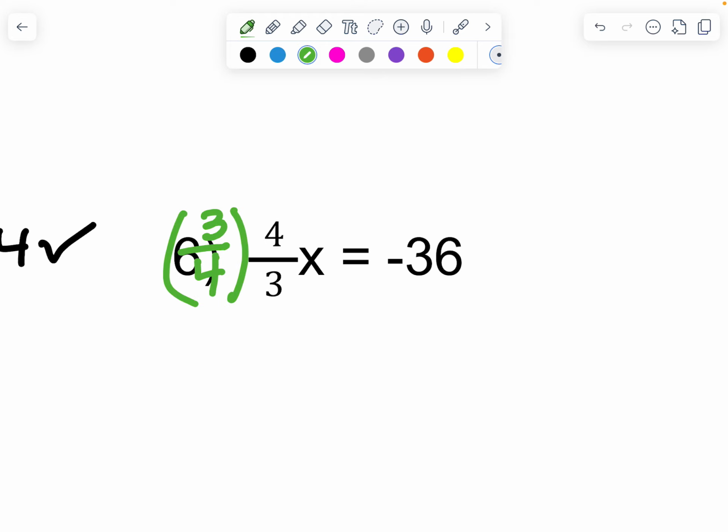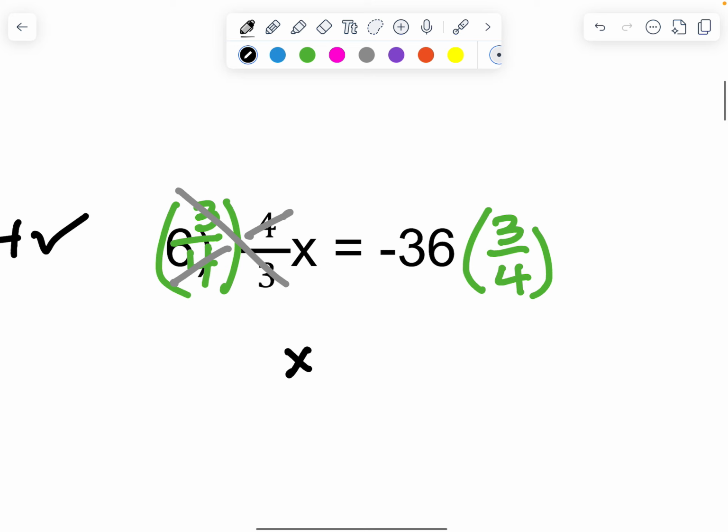We can multiply both sides by the reciprocal. So on the left-hand side, 4 divided by 4 is 1. 3 divided by 3 is 1. I'm just left with x on the left-hand side. And you can multiply straight across and then divide by 4, but I'm not going to do that. I'm going to cross-cancel. I know 4 goes into a negative 36, negative 9 times. So a negative 9 times 3 is negative 27.